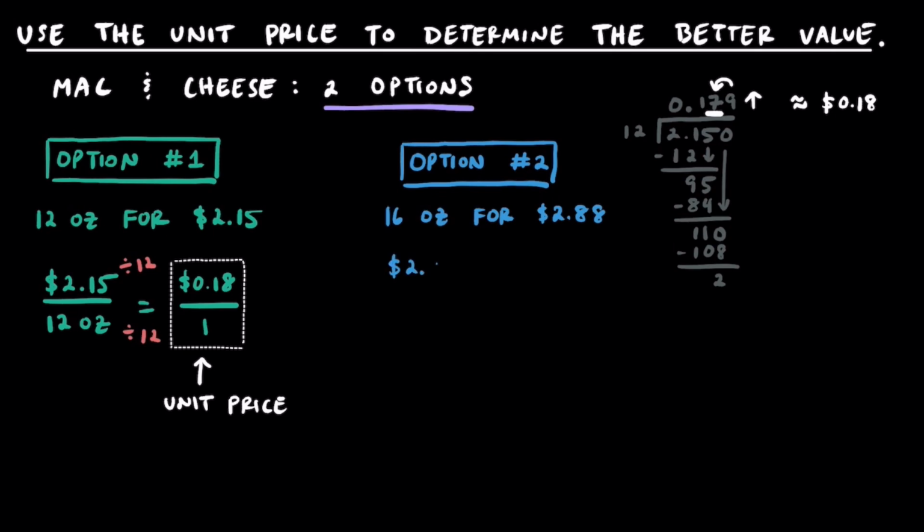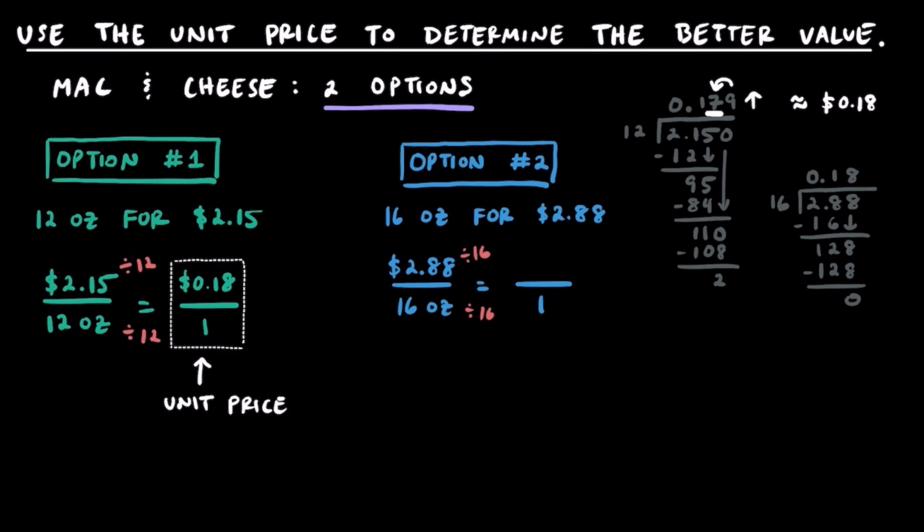For option 2, our rate is going to be $2.88 per 16 ounces, so to find the price per 1 ounce, we're going to have to divide top and bottom by 16. And dividing 2.88 by 16, we get exactly 0.18, or 18 cents per 1 ounce. So the unit rate for option 2, or the price per 1 ounce, is 18 cents per ounce.